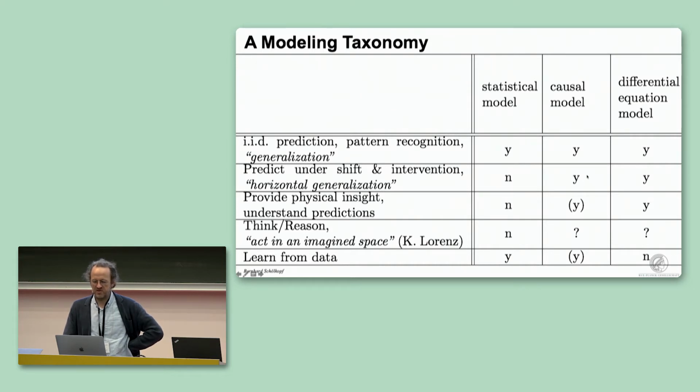So we want to be able to predict also under shifts and interventions, and we want to get some physical insight. And ideally, we would also like to have models that go beyond the current deep learning hype, which is mostly about getting statistical representations of data, and move towards representations that allow us to act in an imagined space.